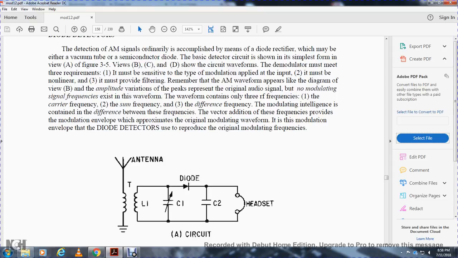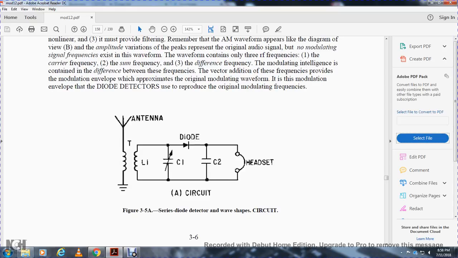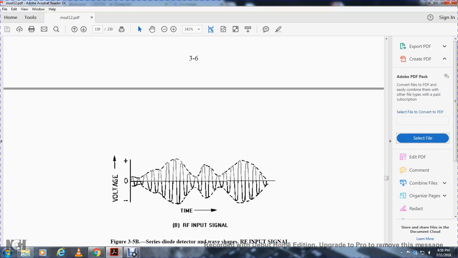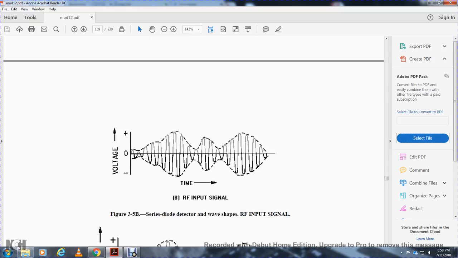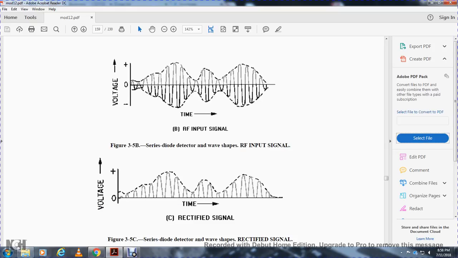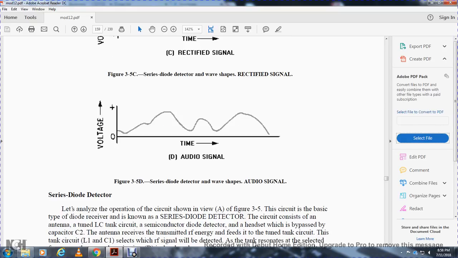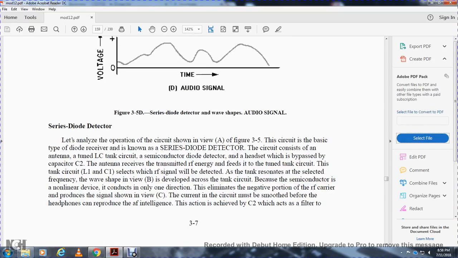Antenna, transformer, inductor 1, capacitor 1, adjustable capacitor, diode, capacitor 2, headset. Series diode detector waveshape, then circuit. Radio frequency input, voltage versus time. The rectified signal, series diode detector waveshape. Rectified signal, voltage, audio signal versus time, series diode detector.